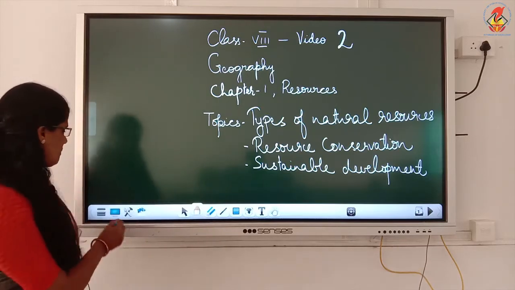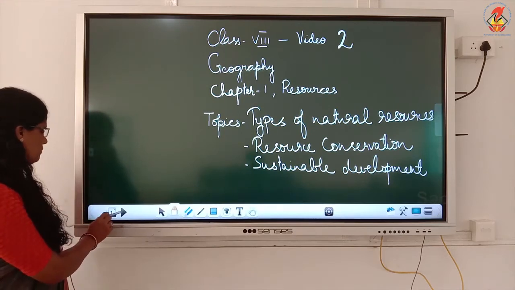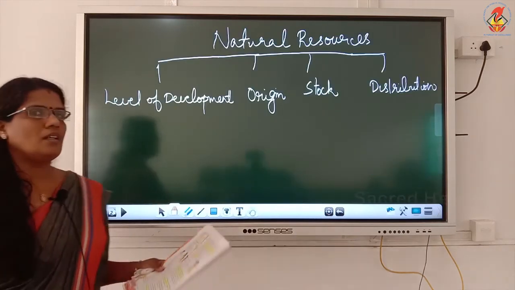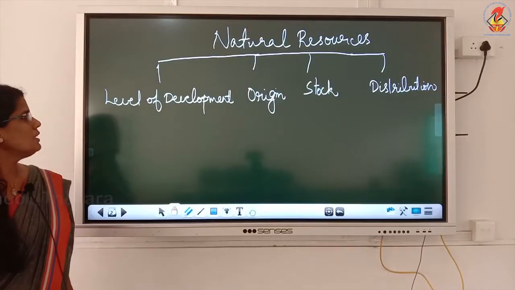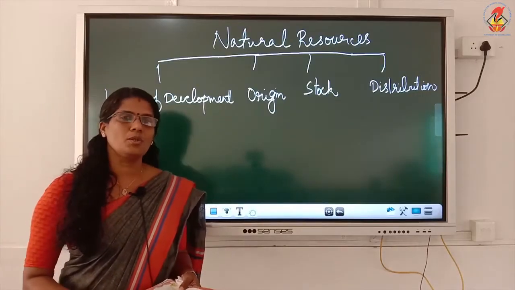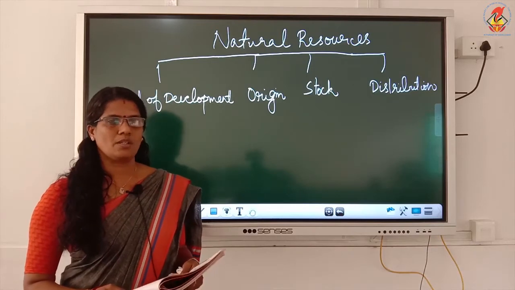Natural resources are broadly classified on the basis of level of development, origin, stock and distribution. Now, on the basis of level of development, natural resources are classified into actual and potential resources.